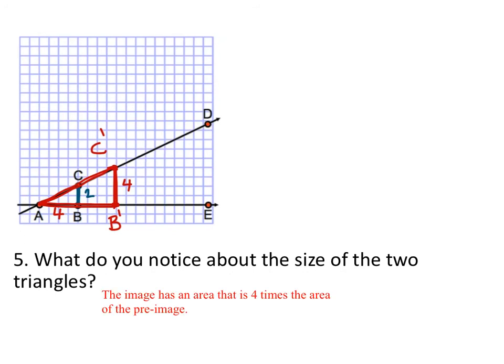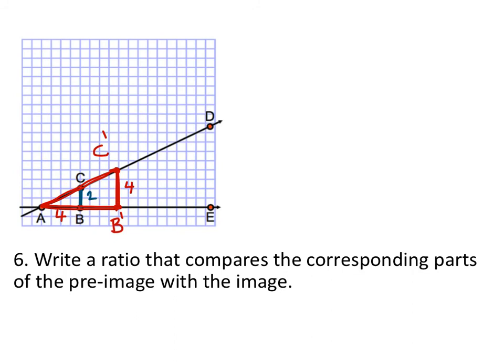Alright, we've seen this before, but the image has an area that is 4 times the area of the preimage. Which means if we looked at that triangle, and let's say we made it blue like this, we could fit 4 of those blue ones into the red one. Number 6, write a ratio that compares the corresponding parts of the preimage with the image. Alright, for this one we're going to need each of the lengths. So let's look at, we'll make that blue triangle. We've got 4 and 2, and the red one has lengths of 8 and 4.